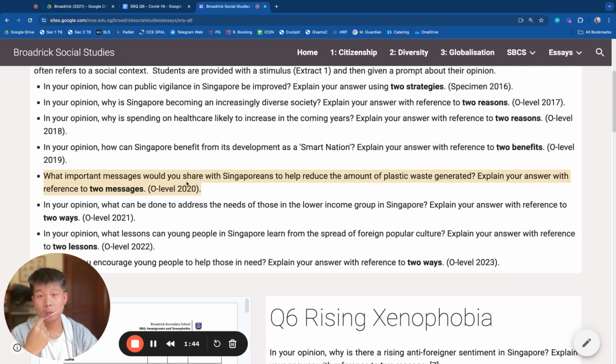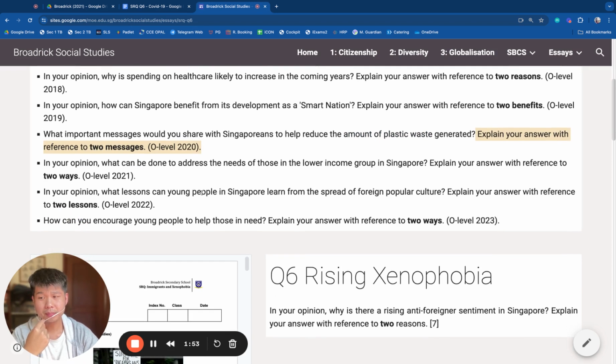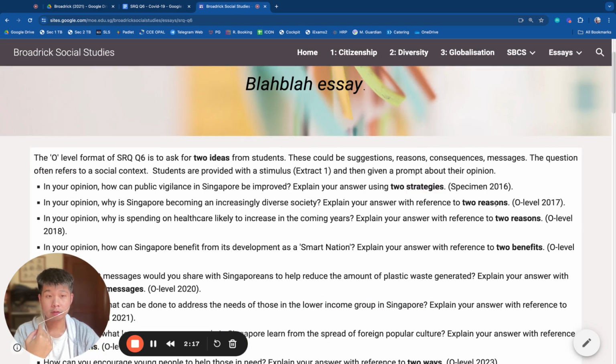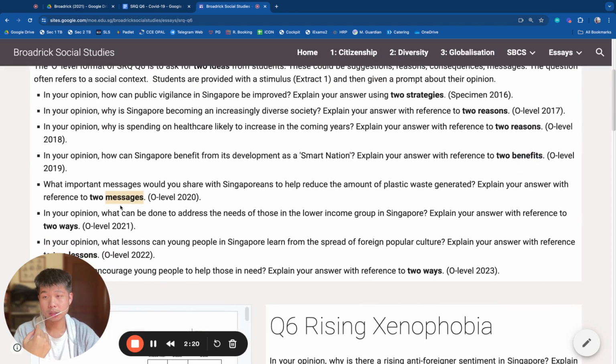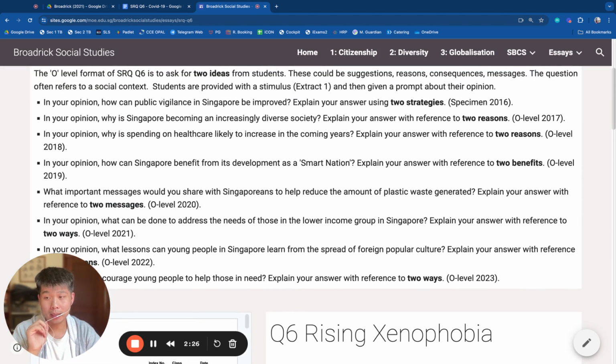In 2020, what messages would you share with Singaporeans to reduce the amount of plastic waste? Explain your answer with reference to two messages. And in 2022, what lessons can young people in Singapore learn about the spread of foreign culture? Explain your answer with reference to two lessons. In other words, the essay will give you a scenario, right? And then it will demand two ideas, and these ideas can be strategies, reasons, benefits, messages, ways, lessons, and so on. In other words, two blah blahs.